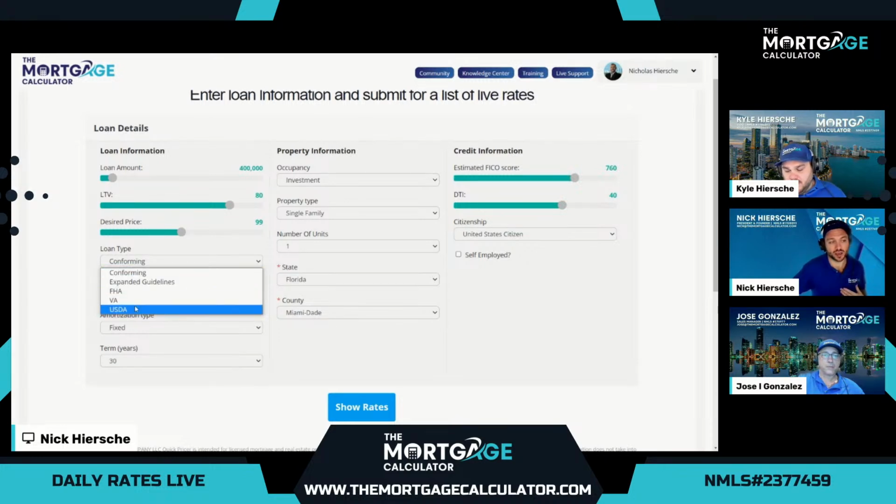Remember, FHA, VA, and USDA are not eligible for investments, so we're simply going to compare these two options. So we'll start with our conventional, keep purchase, 30-year fixed, everything else the same, and let's see our investment property rates this morning.